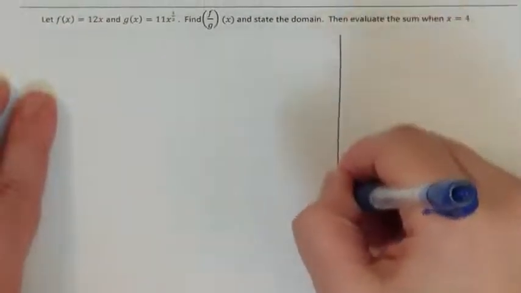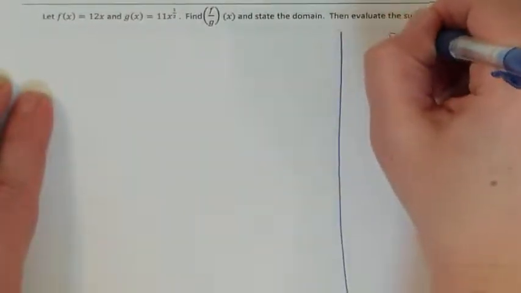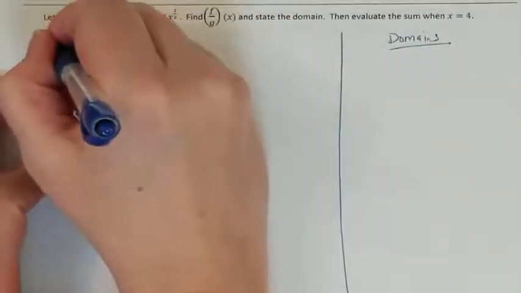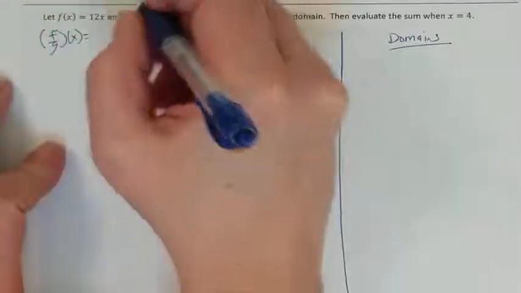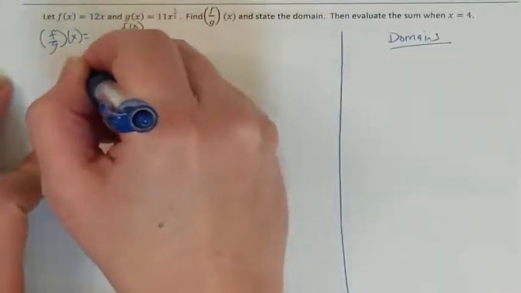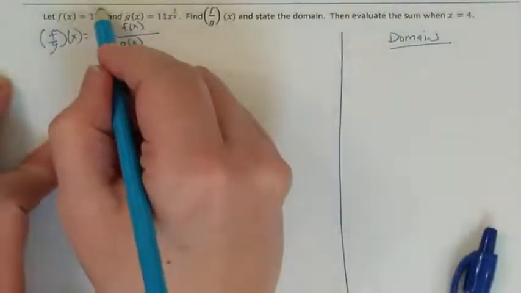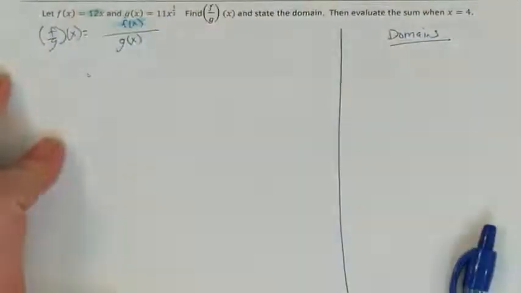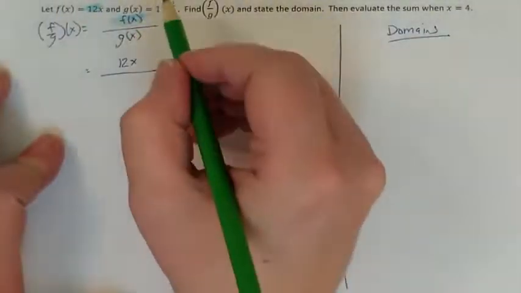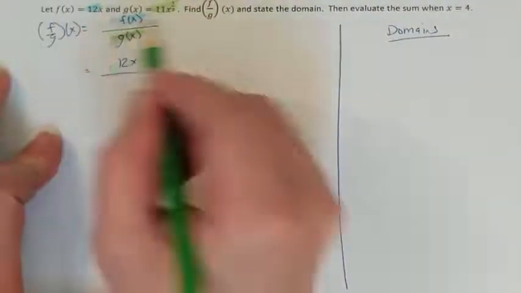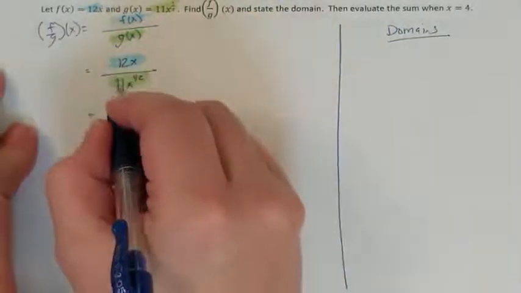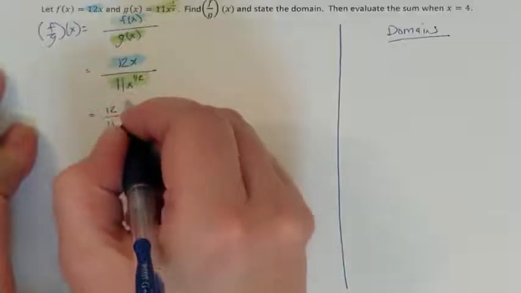So, my domains are going to go over here. And I'm being asked to find the f divided by g of x rule, which means I'm supposed to take all of f and divide it by all of g. So here is my f that's going to be in my numerator, and then here is my g, which is going to be in my denominator. So I have 12 divided by 11. So here's my fraction, 12 divided by 11.